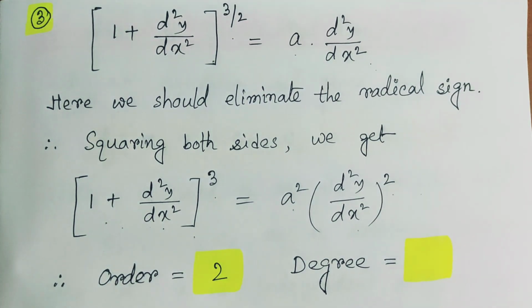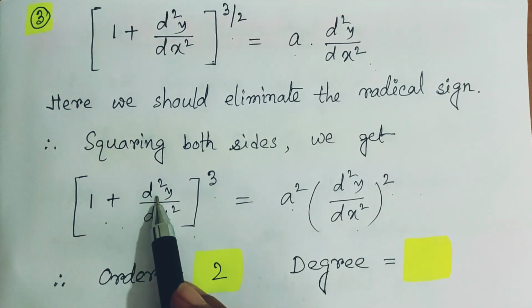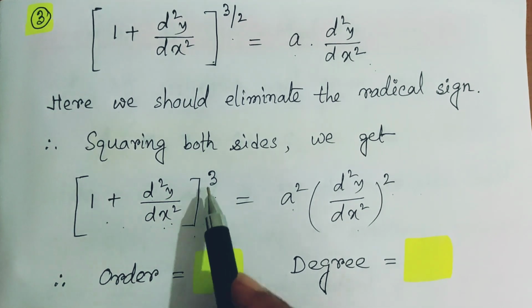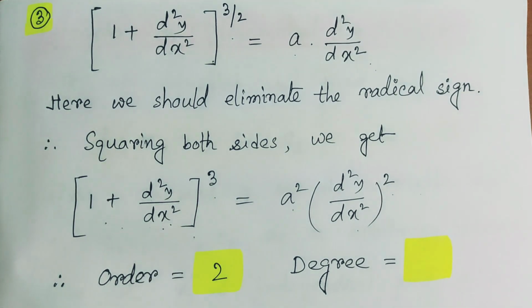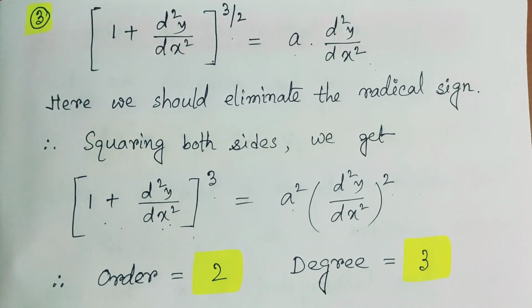So the order of the differential equation is 2. And regarding the degree, if we simplify this entire term, we understand that (d²y/dx²) to the power 3 is the highest power we get after simplification. So the degree is definitely 3 here.